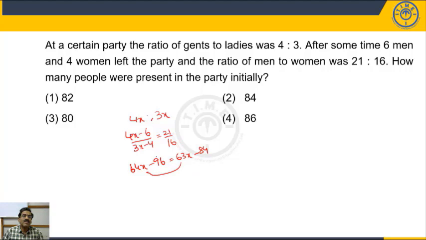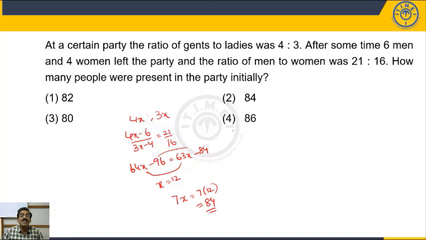So bringing this to this side and 96 to this side, x is equal to 96 minus 84, nothing but 12. So how many people were present in the party initially? It is basically 4x men and 3x women, so totally it will be 4x plus 3x, 7x. 7x means 7 twelves, 84. So initially there were 84 people.